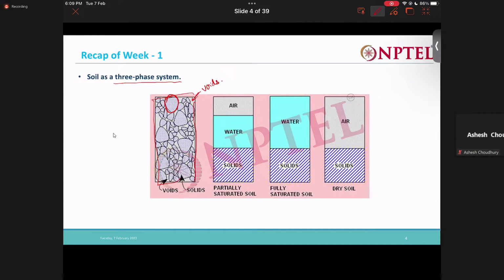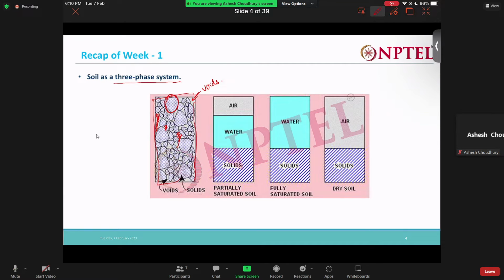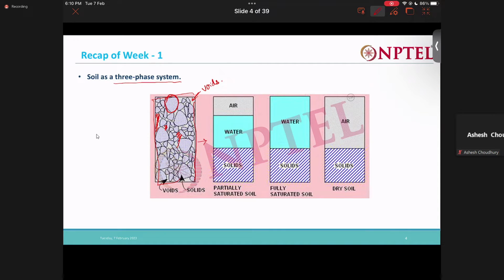Also, in these voids there might be water, these voids might be filled with water, or there might not be anything, there might just be air present in them. So this soil mass is represented as a three-phase system, where we have some solids, which are these granular soil granules which form the soil mass, so the soil solids. Then we have the water, and then we have the air.